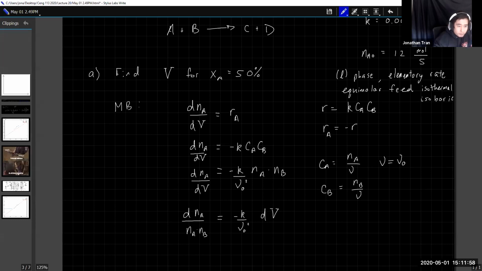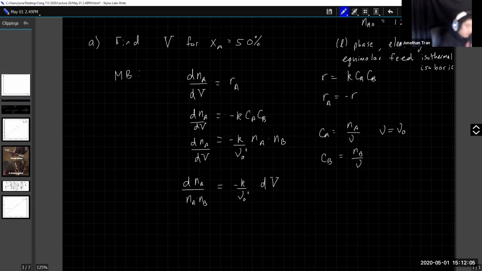Question was, we only group the n terms and everything else goes with v, right? Yes, in this case, because we have a special case here, the feed is equimolar, we can say that NA is equal to NB. And so when we rewrite this equation here, we can get DNA over NA squared is equal to negative K over V naught squared dV.